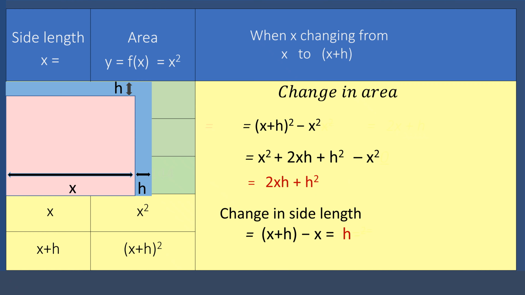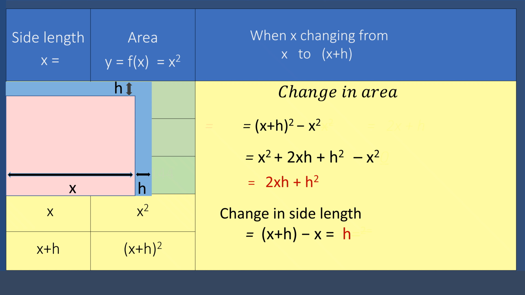Now the change in area is the difference between the new area and the original area. That is (x plus h) squared minus x squared. On simplification, this becomes 2xh plus h squared using the binomial formula. This represents the thin strip of area added around the square. And the change in side length is simply h.